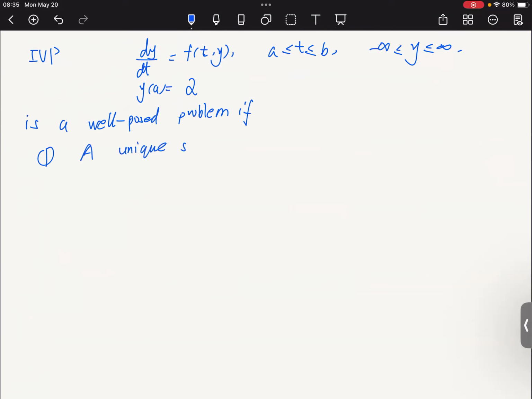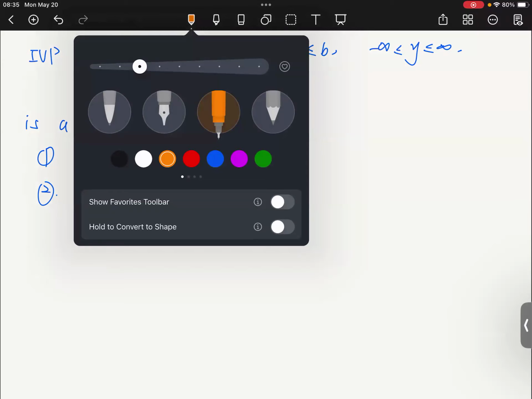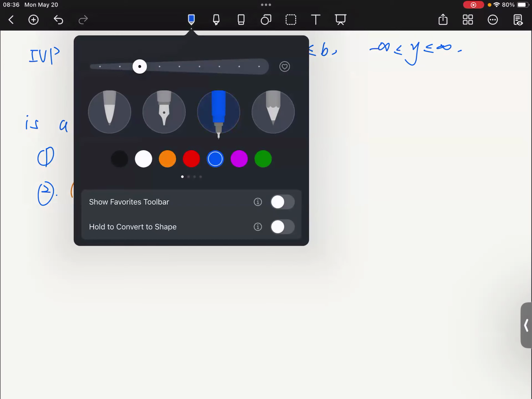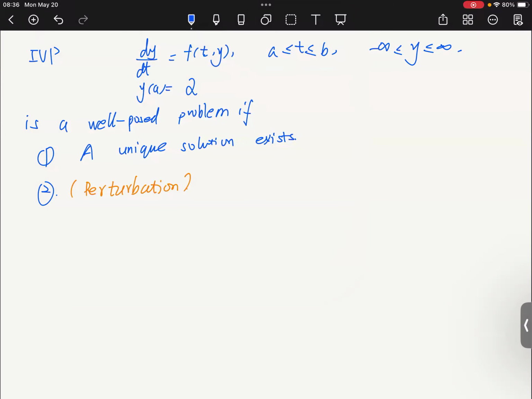A unique solution exists. And then the second thing is about the perturbations. That's all the things we just mentioned, but we are going to write down the perturbations, the small change corresponding to the perturbations. And so what's the small change corresponding to the perturbation? This is the rigorous definition of the small change corresponding to the perturbation.